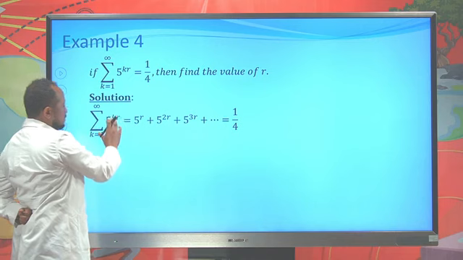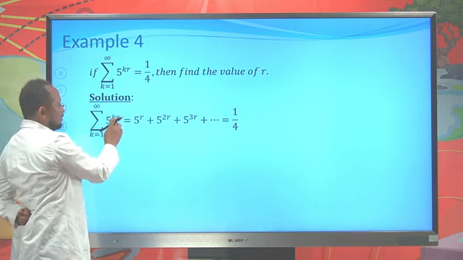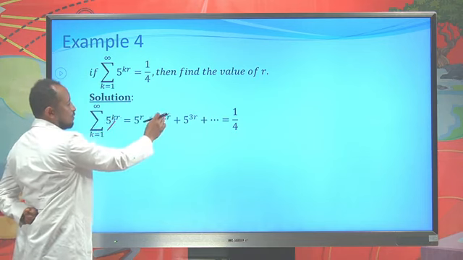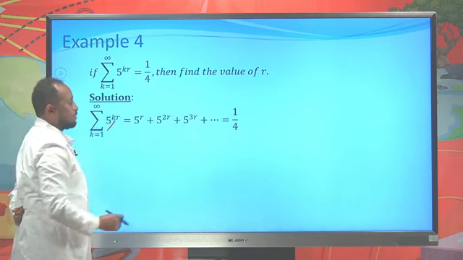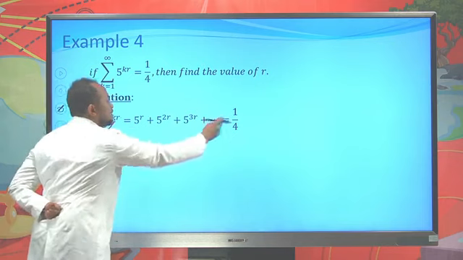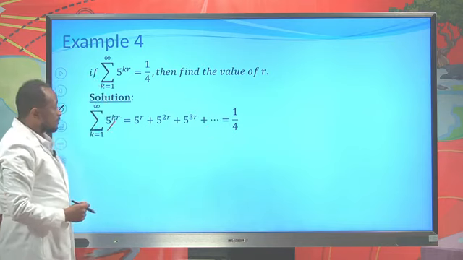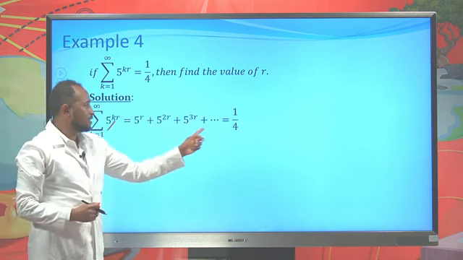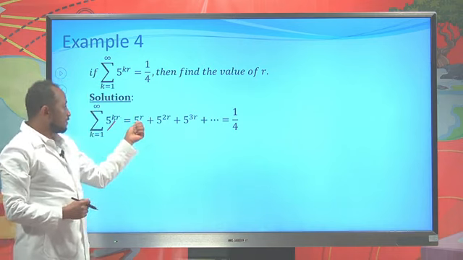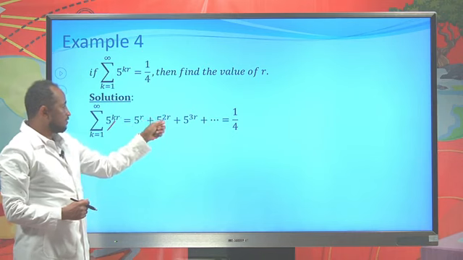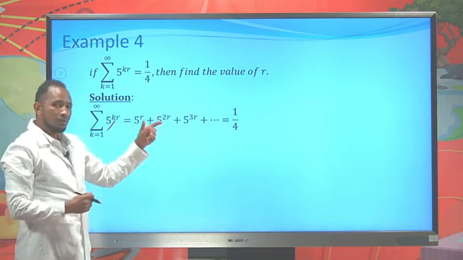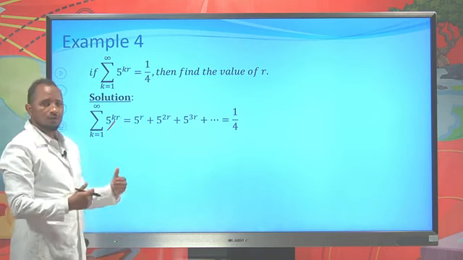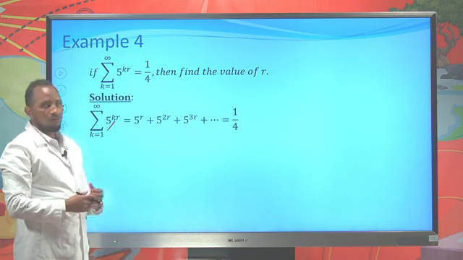The summation means that when you put 1, it is 5 to the power of r. When you put 2 in place of k, 5 to the power of 2r, plus 5 to the power of 3r, plus it goes on. And the result is given to be 1/4. So you can see that this is a geometric series with the first term 5 to the power of r. With the common ratio, if you take the ratio of the two, you get 5 to the power of r.